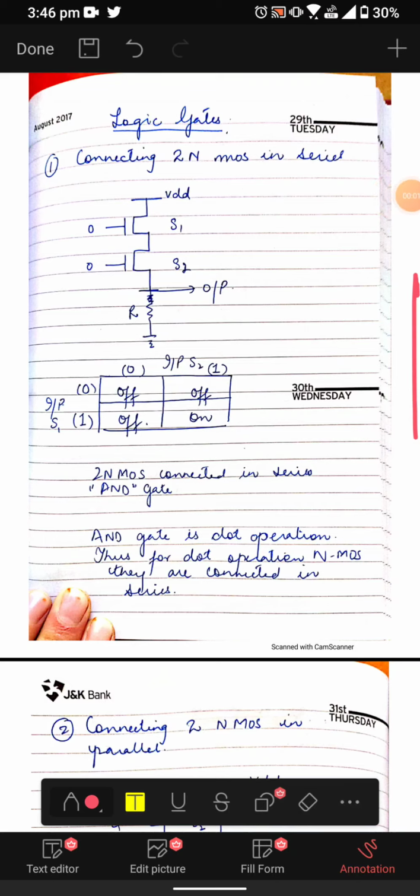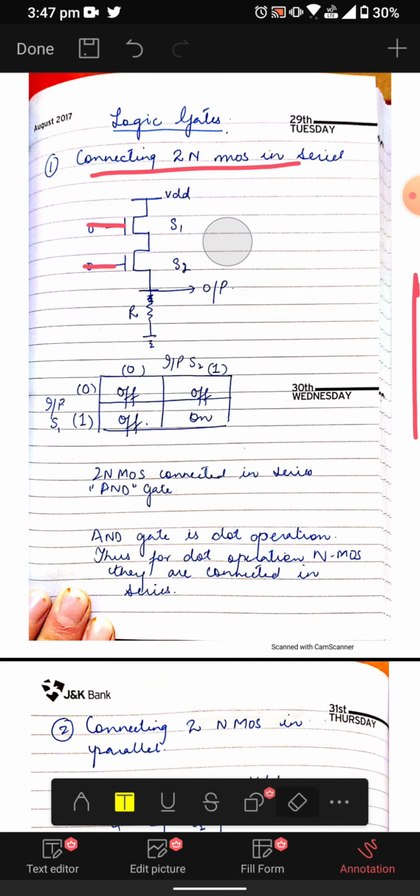In today's lecture, we'll study the different logic gates and how we can implement them using MOS technology and CMOS technology. First of all, we'll connect two NMOS transistors in series, and we'll observe what logic our output follows. These are my two MOS transistors S1 and S2. The inputs are given at the gate terminals and the output is observed here.